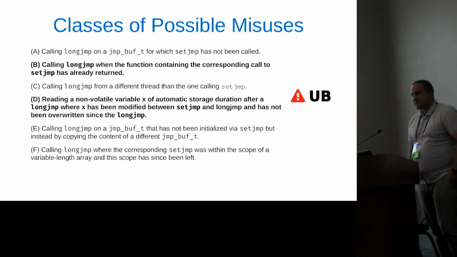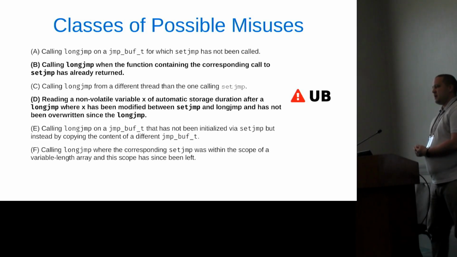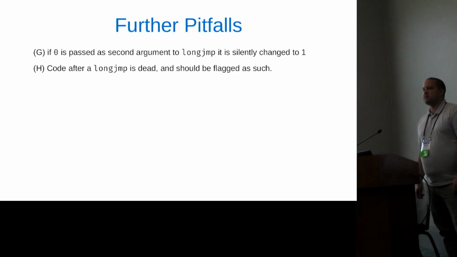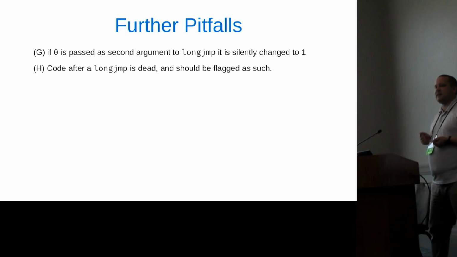Now, what are these possible misuses? I basically have the two that we already talked about here in bold, but there is a whole suite of other issues. So this once again highlights that the semantics of the setjmp, longjmp is really complicated. And on top of cases where you actually run into undefined behavior, you have some other pitfalls that are perhaps even a bit funny. So for example, if you pass 0 as the second argument to this longjmp, this is silently changed to 1, which is also something that a developer might not be aware of, and maybe one should tell it to them if they are providing this argument 0 here.